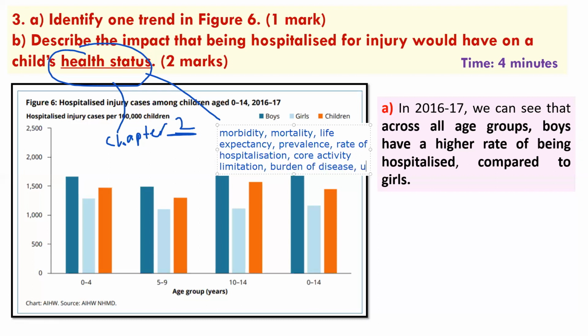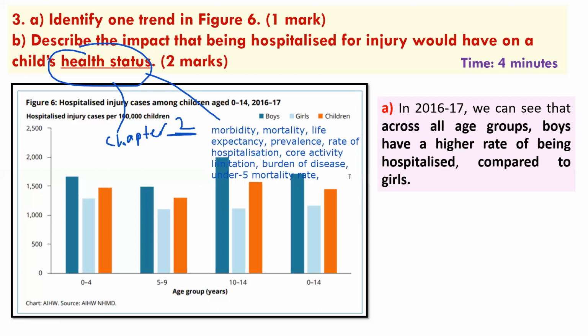You can talk about under 5 mortality rate, for specific groups in that table there, for up to the age of 5. You can talk about child mortality rate. You can talk about mortality rate by itself, as we mentioned above there. So there's so many different things you can talk about, but you have to make sure that it's relevant and that what you're saying makes sense. Okay, so I'll show you guys the sample answer first.